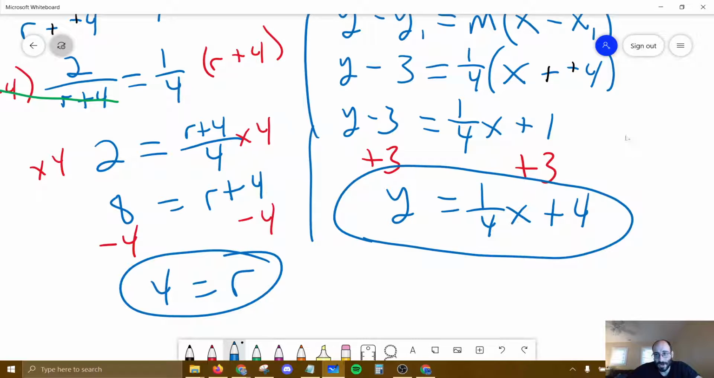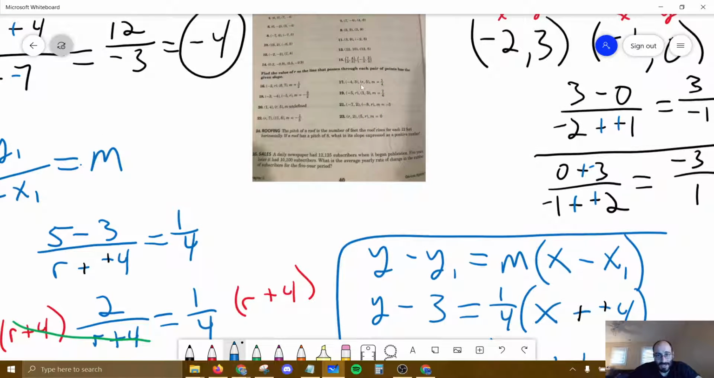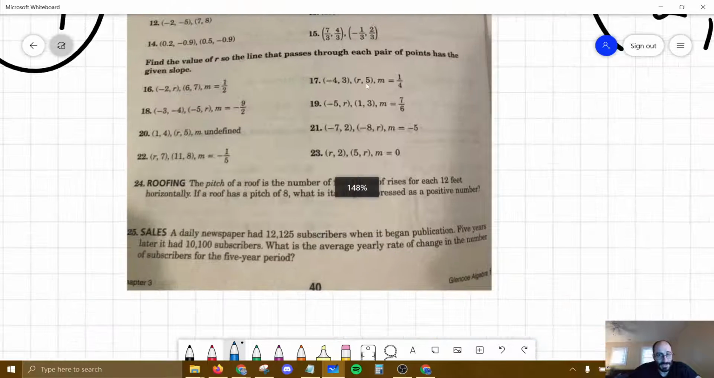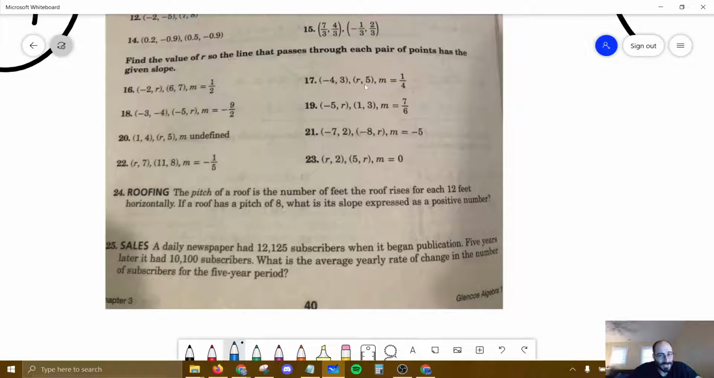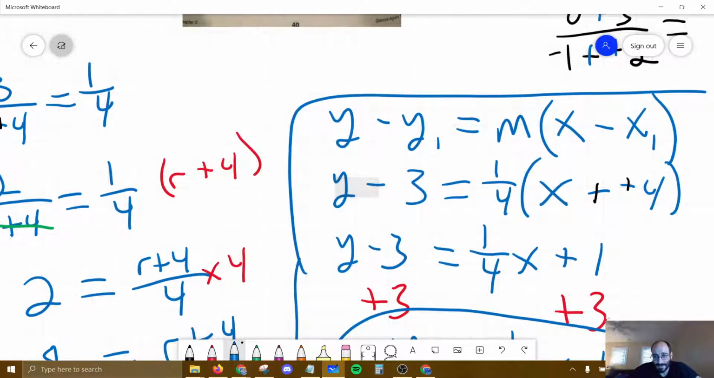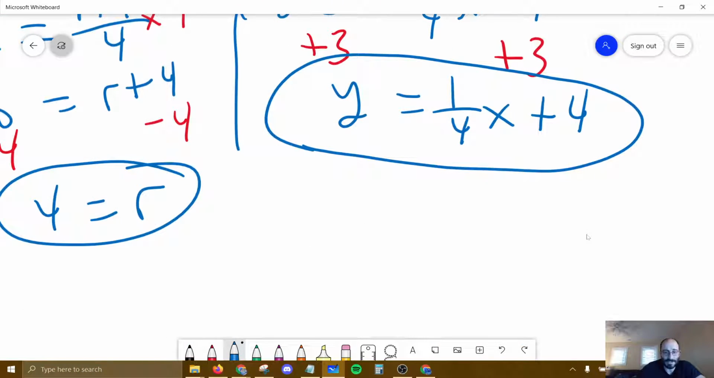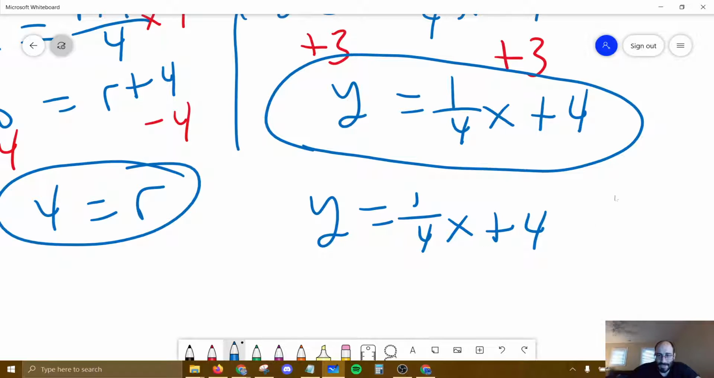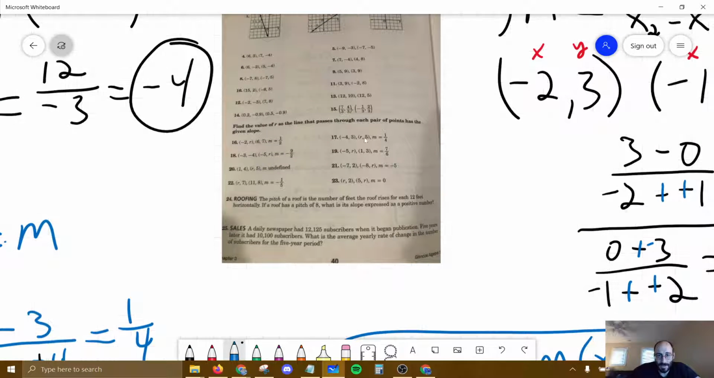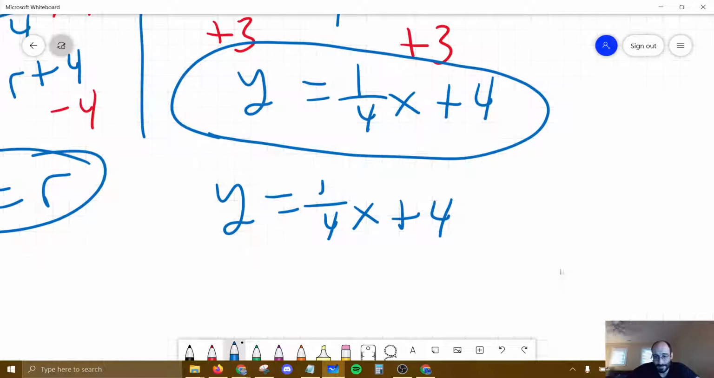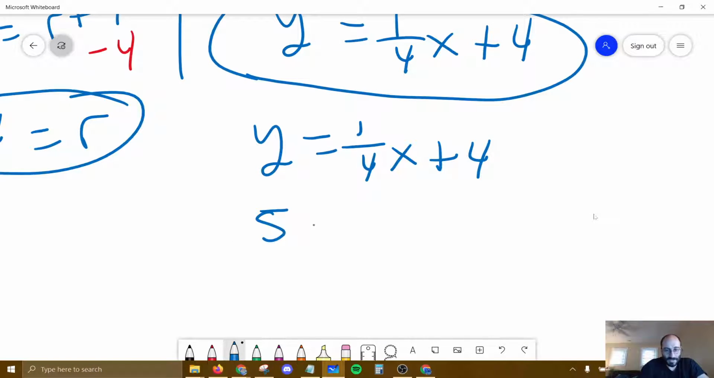Okay, now this is the equation of the line. But how does that help us get what r is? Well, the way that helps us get what r is, now we could plug in. We know r is the x point. We don't know what it is. We know 5 is the y point that goes along with it. Okay, so I'm going to plug in r for x and 5 for y and see what happens. I'm going to take y equals 1/4 x plus 4. And since I know y is 5, x, I don't know what it is. It's r. So let's plug that in. y is 5, x is r, plus 4.